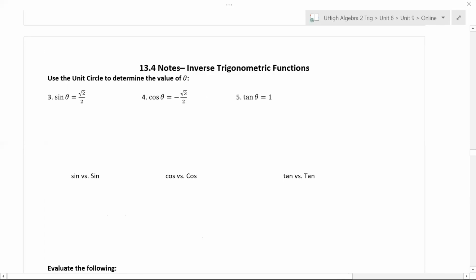So what we're going to start today is talking about inverse trig functions. I want to be very clear: when I'm talking about inverse trig functions, I'm not talking about cosecant, secant, and cotangent. Those are reciprocal trig functions, where we're just taking the reciprocal of our values, not the inverse. We're not undoing or looking for the opposite of our trig functions.